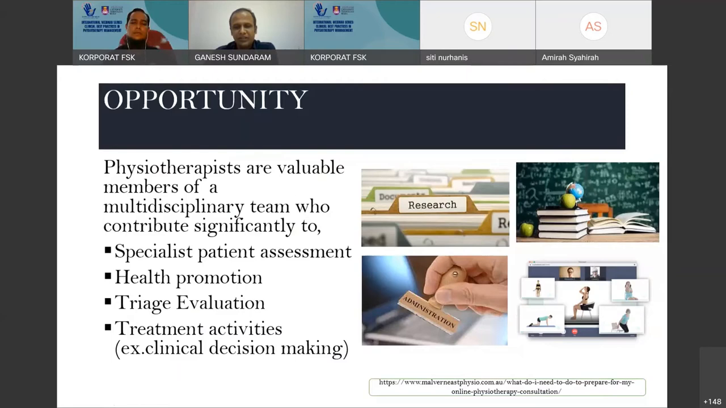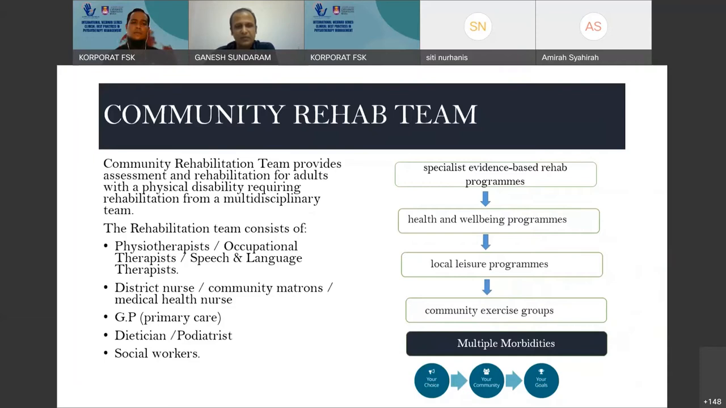These are a few things. How do we form a community rehab? In community rehab, we have physio, occupational therapist, district nurse, matrons, GP, dietitian, podiatrist, and social workers. You can see we can come up with specialized evidence-based programs. We can develop health and well-being programs. We can come up with local leisure programs. We can come up with a community exercise program.